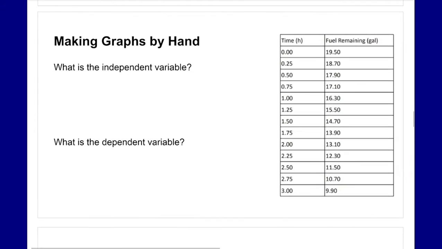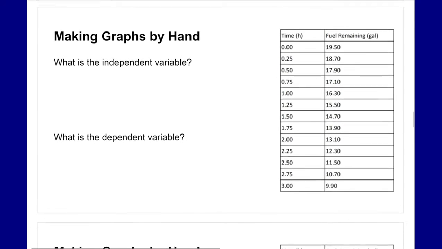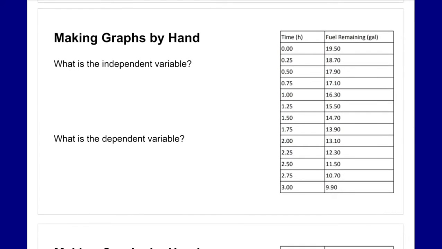First, what we're going to do is look at making graphs by hand. So here we're looking at the time and the fuel remaining in our data table. Again, we're asking similar questions. What is the independent variable? Well, in this case, independent is the one that does not rely on or is not affected by the other. In this case, our independent variable is time, and we're looking at it in hours.